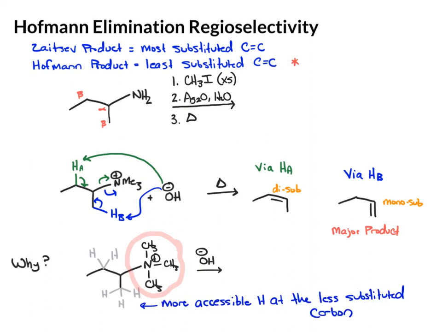So you already have this bulky group blocking these two hydrogen, and then you have this methyl group kind of blocking them, so it's more difficult for the hydroxide to come in to this more substituted carbon. It's easier to come in to this less substituted carbon where you just have three small hydrogen.